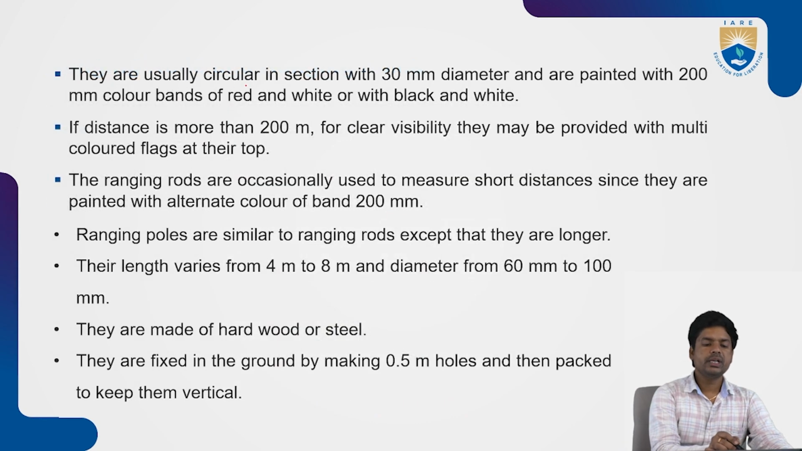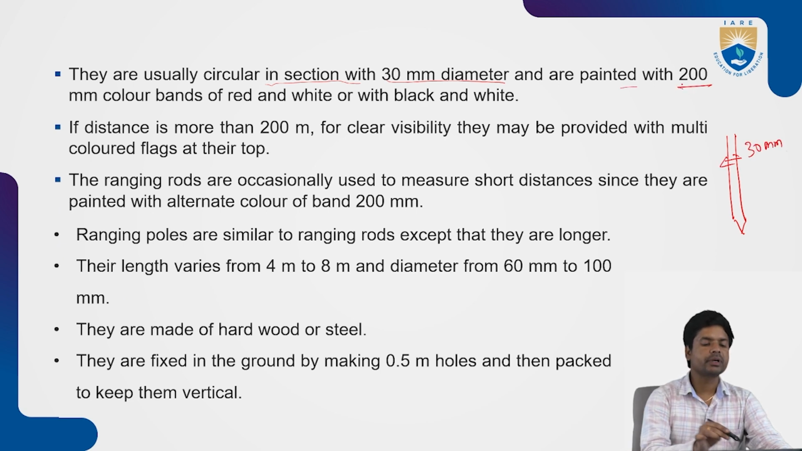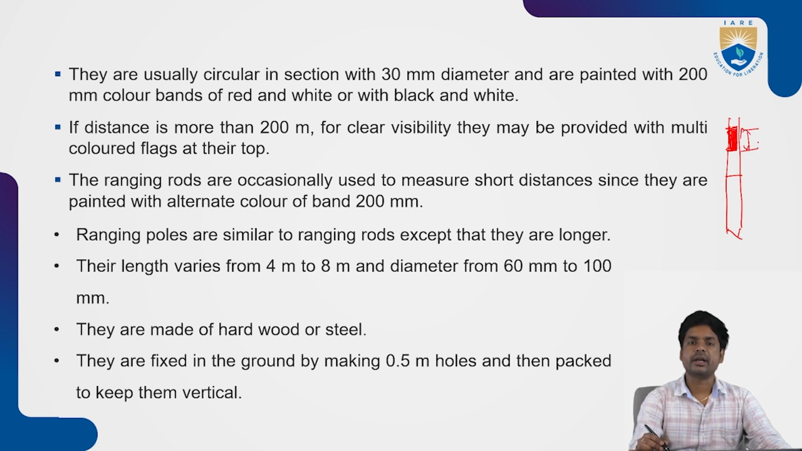Next one, ranging rods are usually circular in section with a 30 mm diameter, and painted with 200 mm color bands. So this particular ranging rod will be painted with colors like this, so that we can see the ranging rod clearly, and the dimension of each band is around 200 mm.